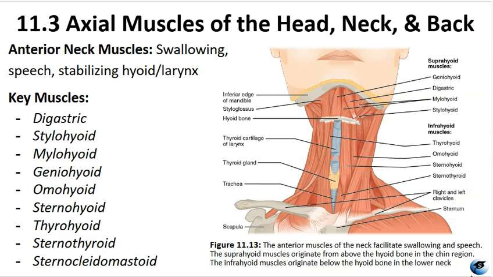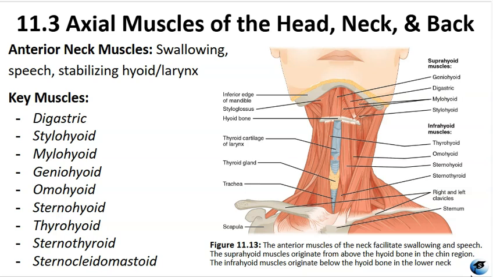The mylohyoid forms the floor of the mouth and elevates the hyoid bone and tongue during swallowing and speaking. The geniohyoid pulls the hyoid bone forward and upward, aiding in swallowing. The omohyoid depresses and stabilizes the hyoid bone. The sternohyoid lowers the hyoid bone after it has been elevated during swallowing. The thyrohyoid elevates the thyroid cartilage and depresses the hyoid bone. And then finally, the sternothyroid depresses the thyroid cartilage, helping to lower the larynx.